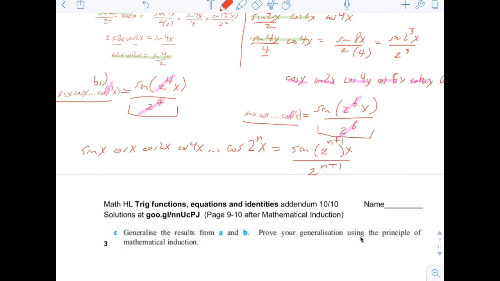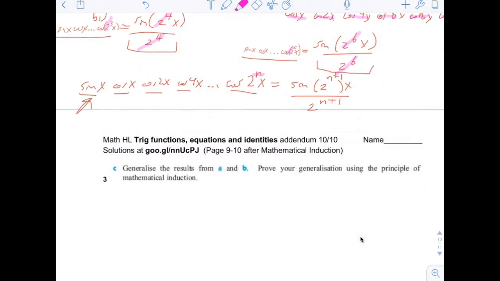So we can write a general expression, which is this one here, where we have sine of x times cosine of x times cosine 2x, cosine 4x, all the way to cosine 2 to the nx. And if we have 2 to the nx here, then we have 2 to the n plus 1 x here and 2 to the n plus 1 in the denominator here. So we're going to take this general expression and try to prove it using math induction.